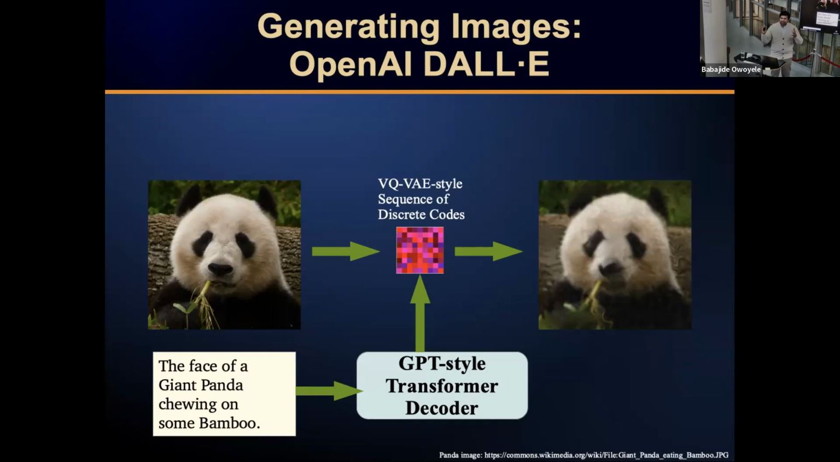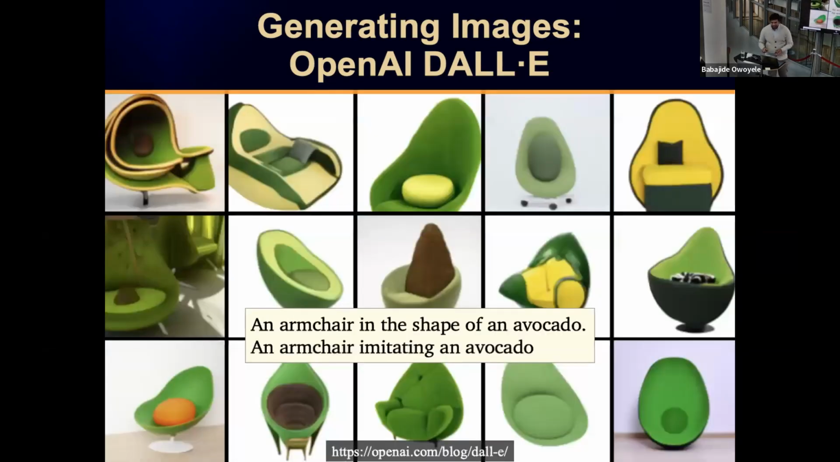It doesn't work for very complex scenes, mostly single objects, but the nice thing about it is these can be single objects that combine different things. This is something that's been on social media a lot. You can say an armchair in the shape of an avocado. And then it seems like the model has learned to creatively combine different ideas that weren't there in the original data. So these are new combinations that it's generating on its own by combining different kinds of concepts without having seen specific examples for it before. So this is their DALL-E model.